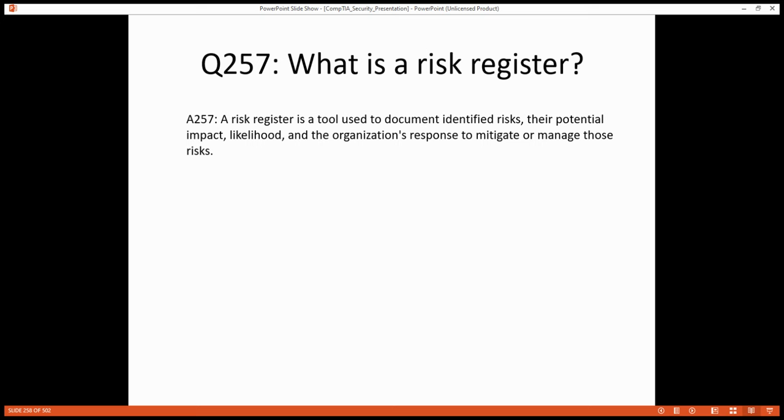Q257. What is a risk register? A257. A risk register is a tool used to document identified risks, their potential impact, likelihood, and the organization's response to mitigate or manage those risks.